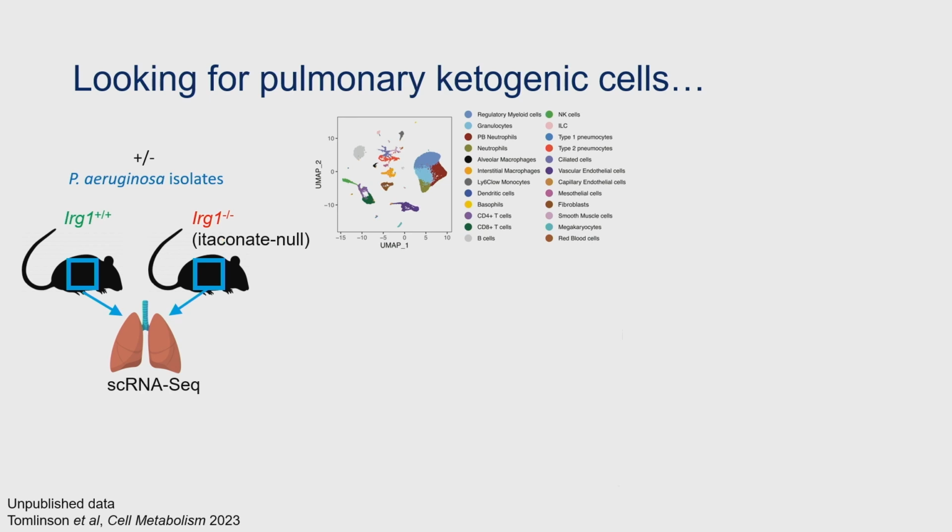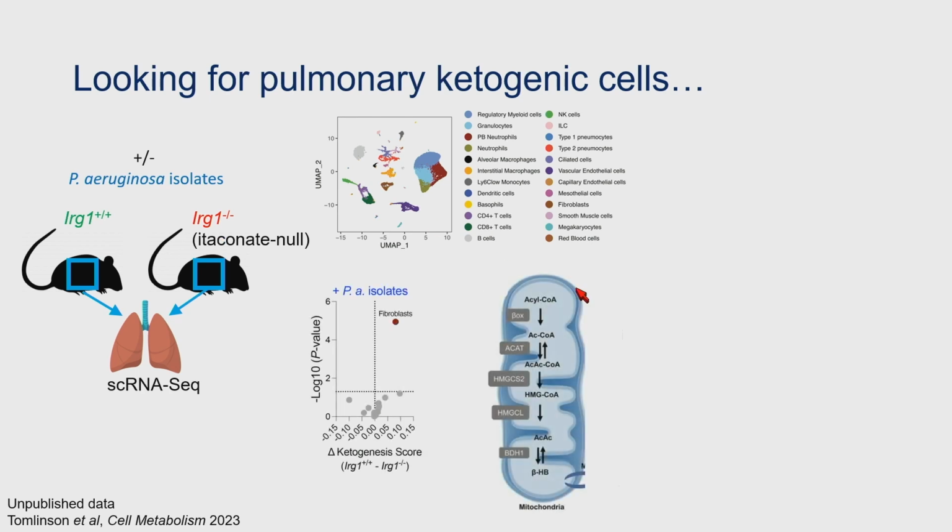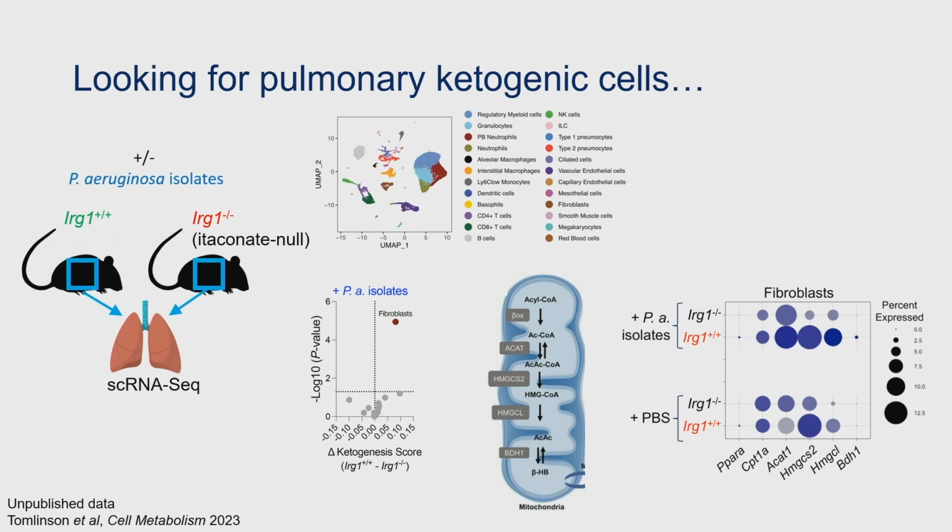And what we found is that if we quantify a ketogenic score, including all the genes that participate in ketogenesis in the mitochondria of cells, only fibroblasts were the ones that activated this transcriptomic program in the presence of itaconate. And for the people in the audience who really like single cell analysis, here you can see the different genes from the mitochondria that are promoted by itaconate.